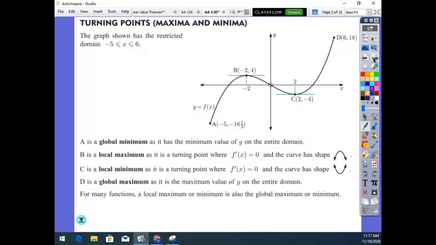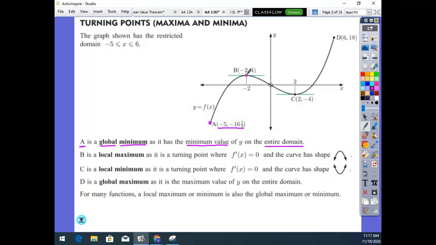Okay, so now on the next page, this is giving us a picture. These are actual points. Point A is the global minimum because it's the lowest or minimum value on the entire domain. So in the entire graph, there is not a single point that's below this point.